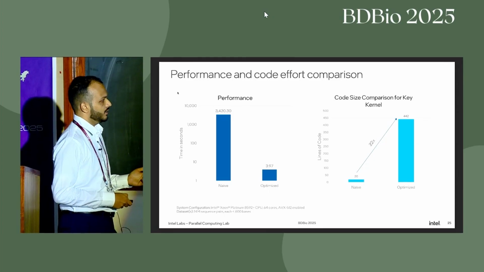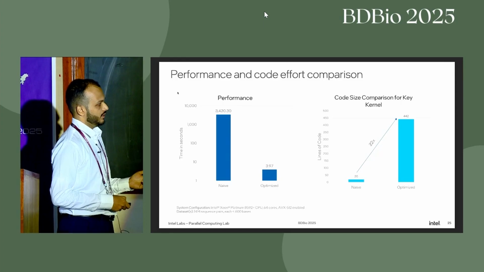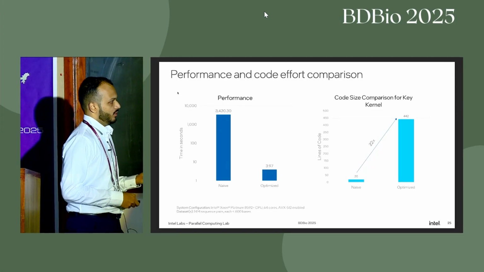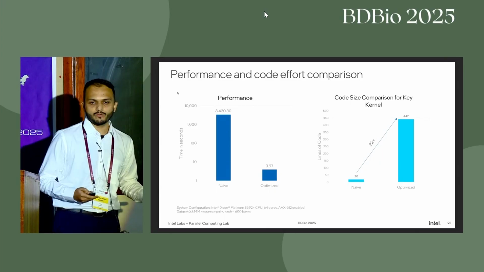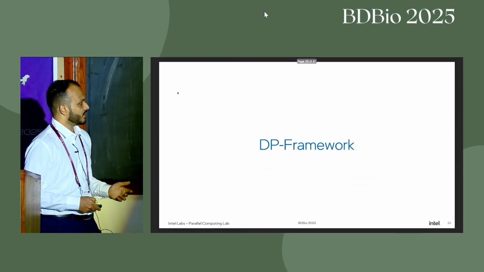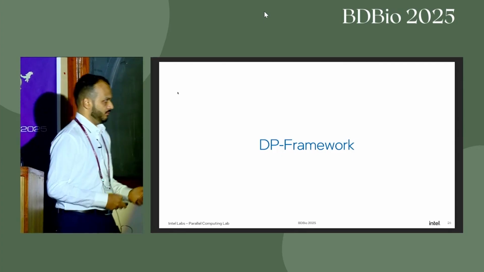The key kernel, the Smith-Waterman kernel in the naive code, was just 20 lines. And in the optimized one, it becomes around 440. So there is a lot of coding effort that is required. That is why we bring in DPFramework.